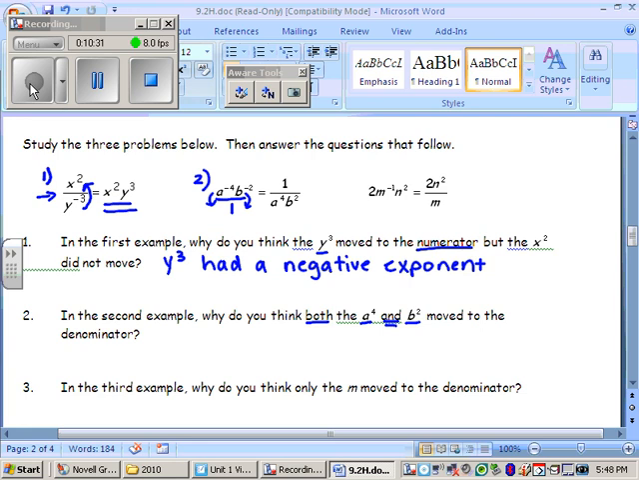In doing so, there will be nothing left in the numerator, so we will fill this in with a 1. So again, to answer this question, why do we think both of them moved to the denominator? We can say both had negative exponents.